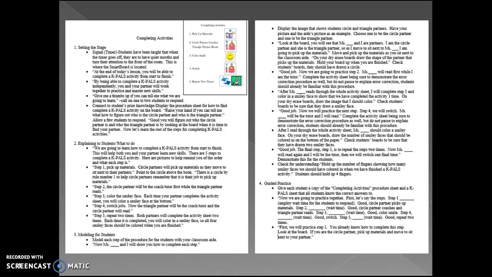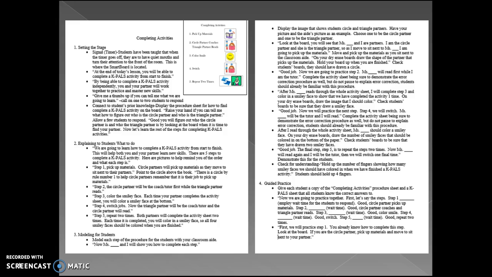The steps for teaching completing activities are again similar to the steps for teaching Find Your Partner and error correction. First, the stage will be set. Students will respond to the timer to have quiet mouths and turn their attention to the front of the room. The explanation will be given as to why this is important. At the end of today's lesson, you will be able to complete a K-PALS activity from start to finish.